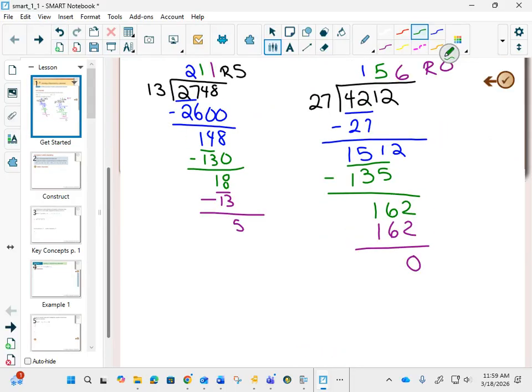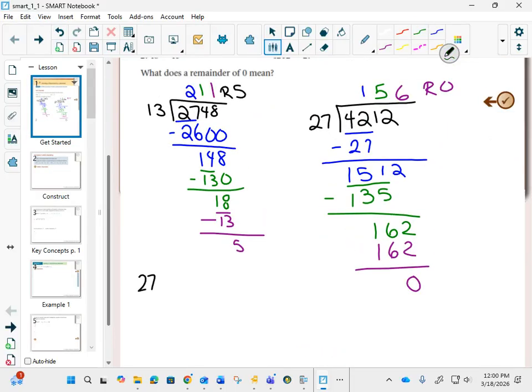This first answer means that 2,748 is very close to 13 times 211. But it doesn't work out perfectly because there's a remainder of 5. If I multiply this out, I'm going to get 2,743. I have to add 5 to make it work. It was close, but not perfect. That remainder of 5 means if I multiply these together, I'm going to be 5 off. I have to add that to make it work.